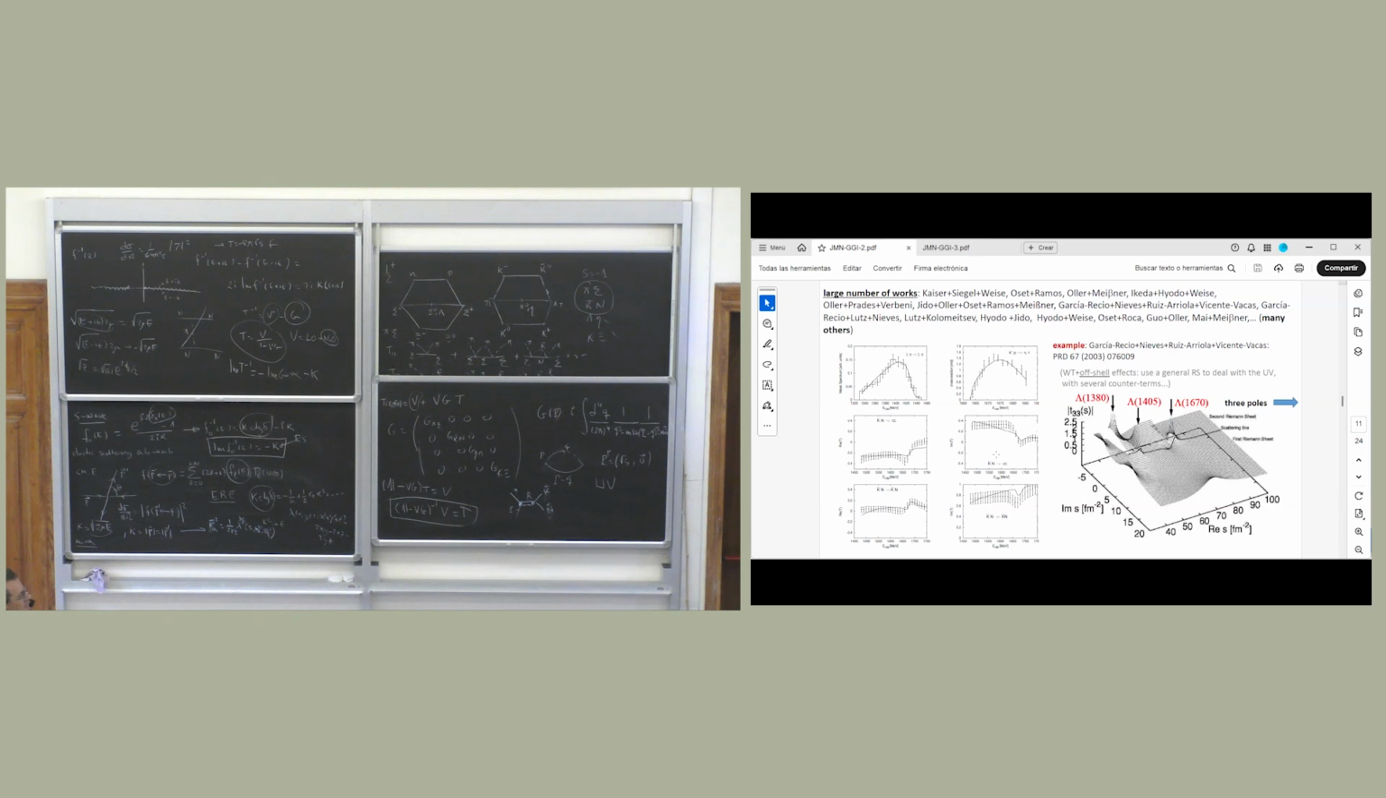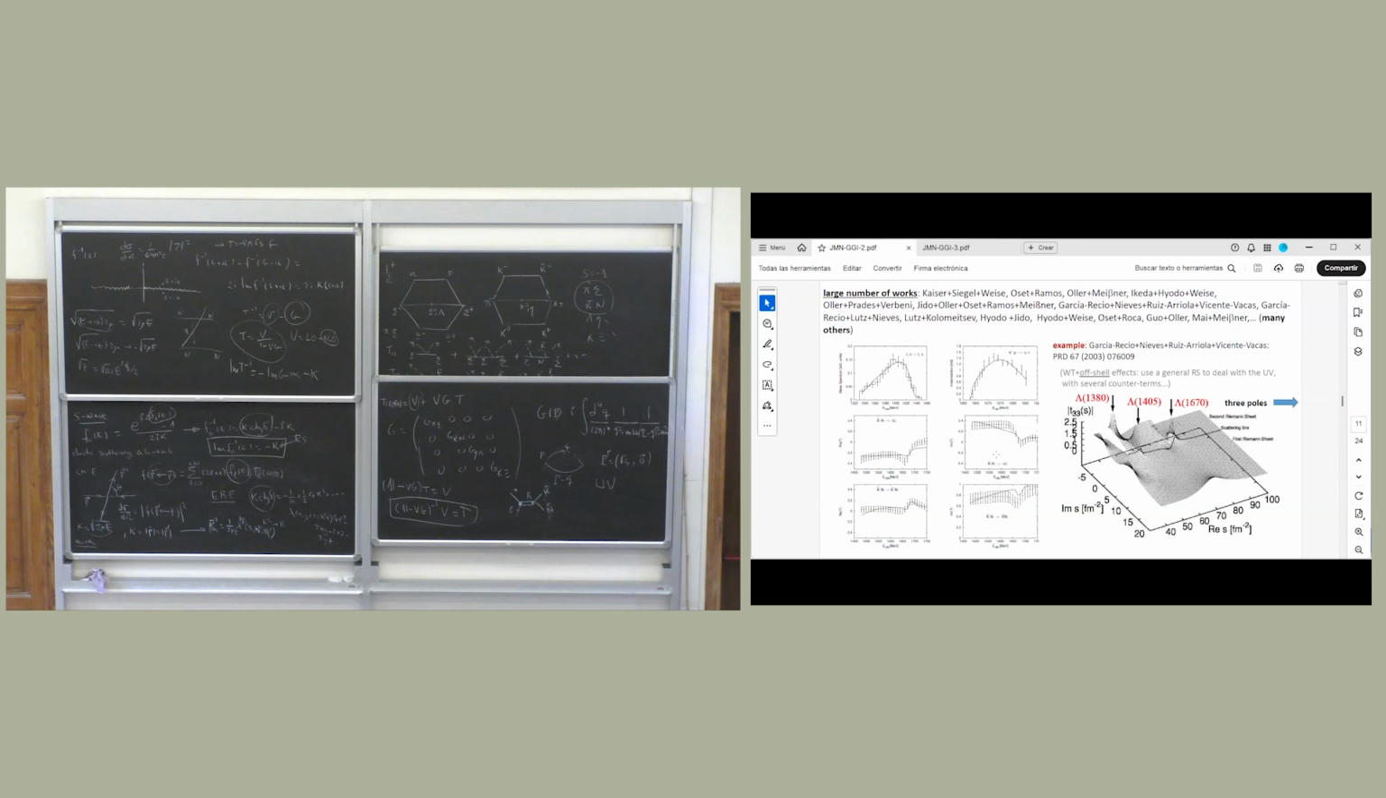This is a paper 22 years ago, and we were not the first. I mean, there was a paper done a year before, essentially doing the same thing. This is the first Riemann sheet. This is the second Riemann sheet. This is the scattering line. And then what we find is, okay, we find no one pole. Well, the plots those days had less quality than now. But you see that we found 3 poles, right?